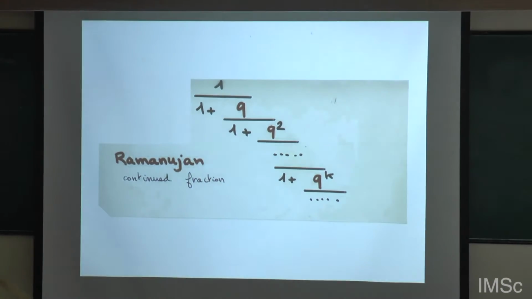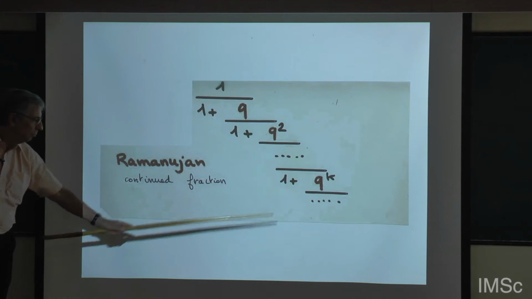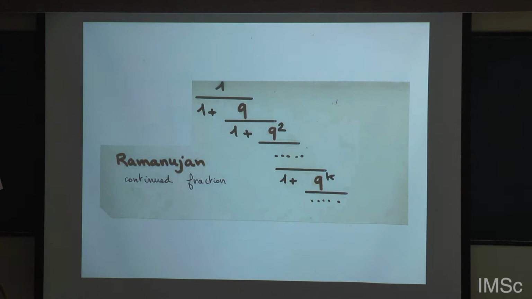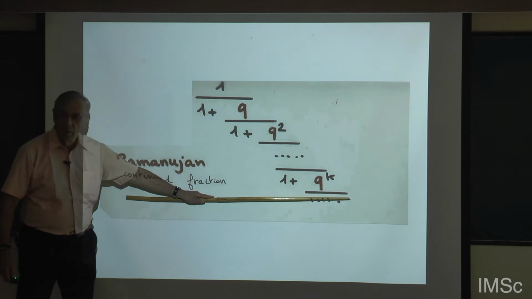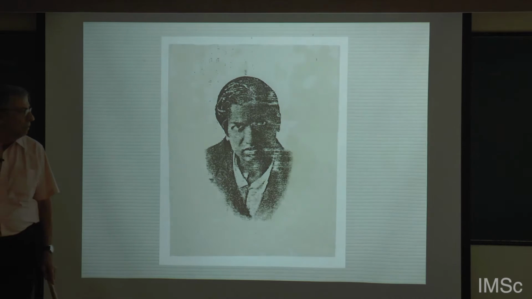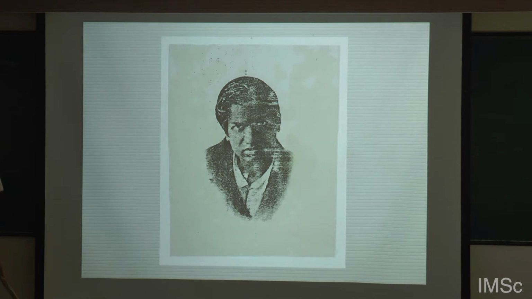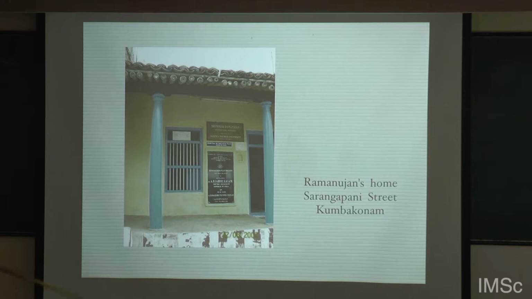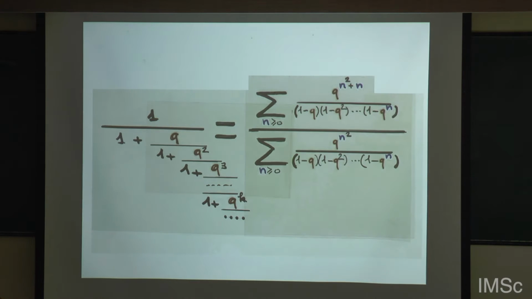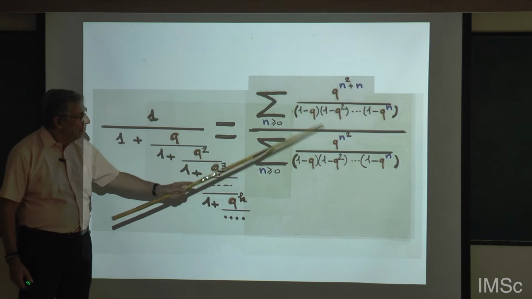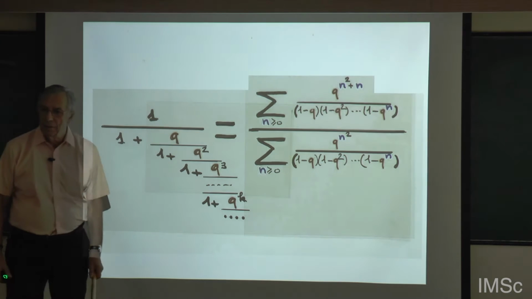So it's an infinite series with a variable q. This is a very famous continued fraction. And it's infinite. If you cut, you have a rational fraction. Of course, Ramanujan here, and I have visited the house of Ramanujan, Kumbakonam. It's impressive, this historical place. So here, this identity, the Ramanujan continued fraction, is equal to the ratio of these two infinite power series.